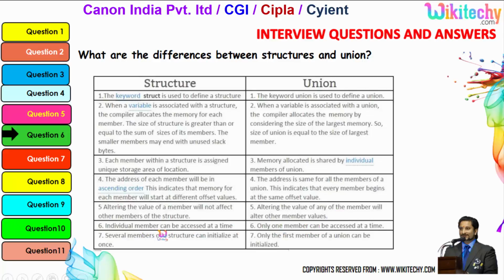Individual members can be accessed at a time. Only one member of a union can be accessed at a time. Several members of a structure can be initialized at once. Only the first member of a union can be initialized. These are the major differences you should explain.